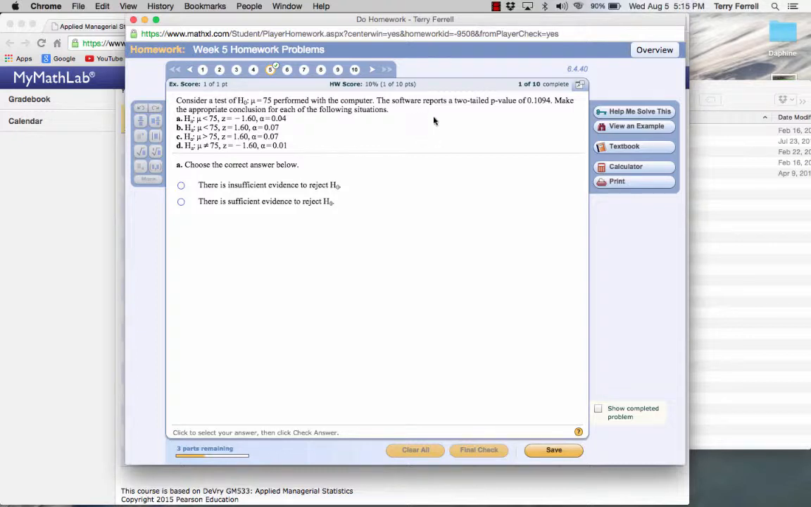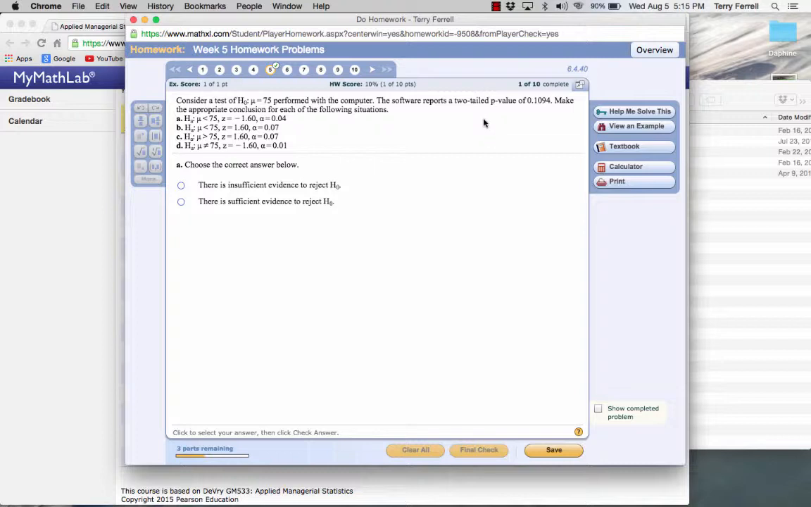assuming that you understand that this is a two-tailed test, and this is the p-value for a two-tailed test at mean equals 75. Okay, that's your null. This is the alternative that goes with each one of these. So it's like you had this null, this alternative, this null, this alternative, and so forth. They're saying this report shows the p-value for a two-tailed test.